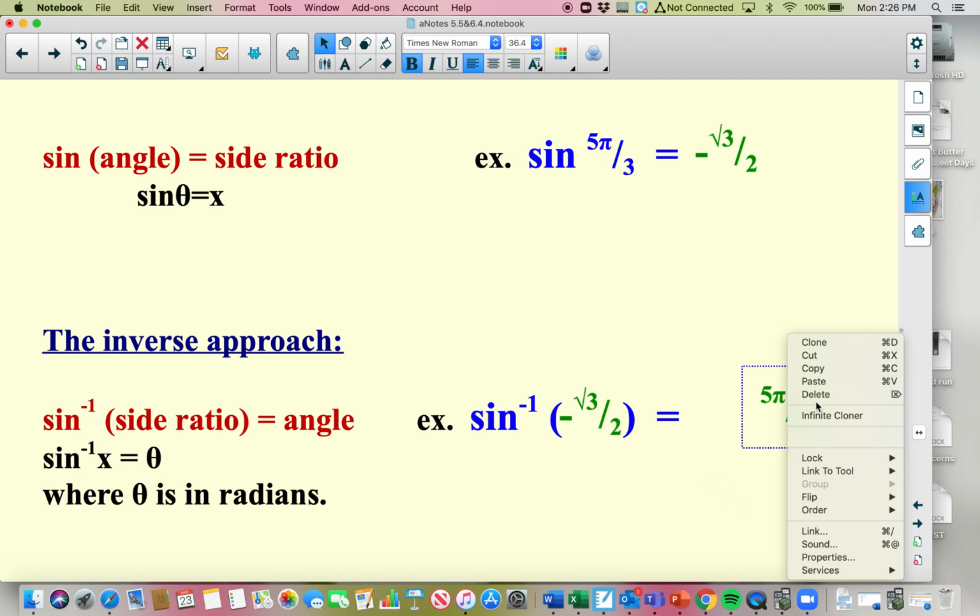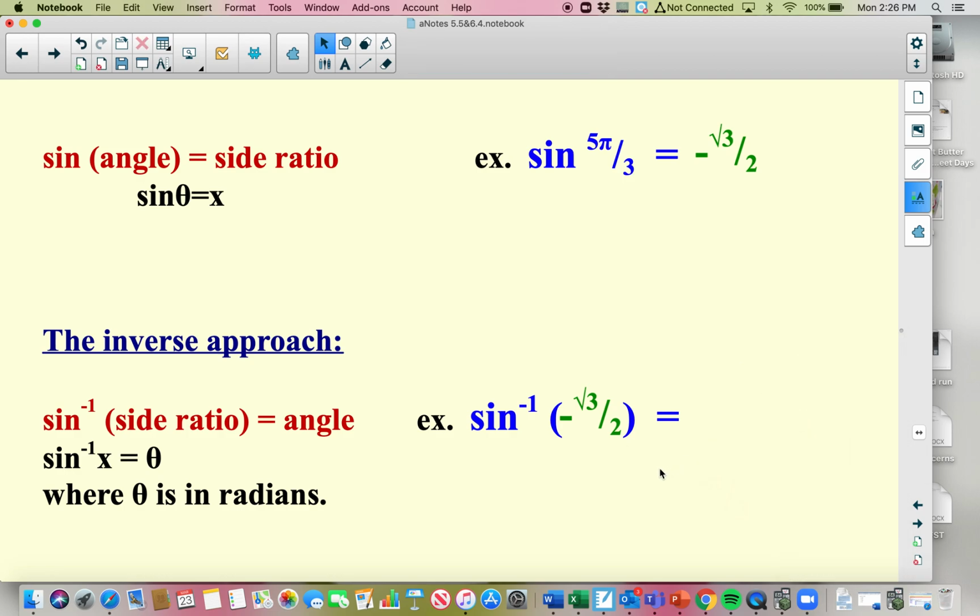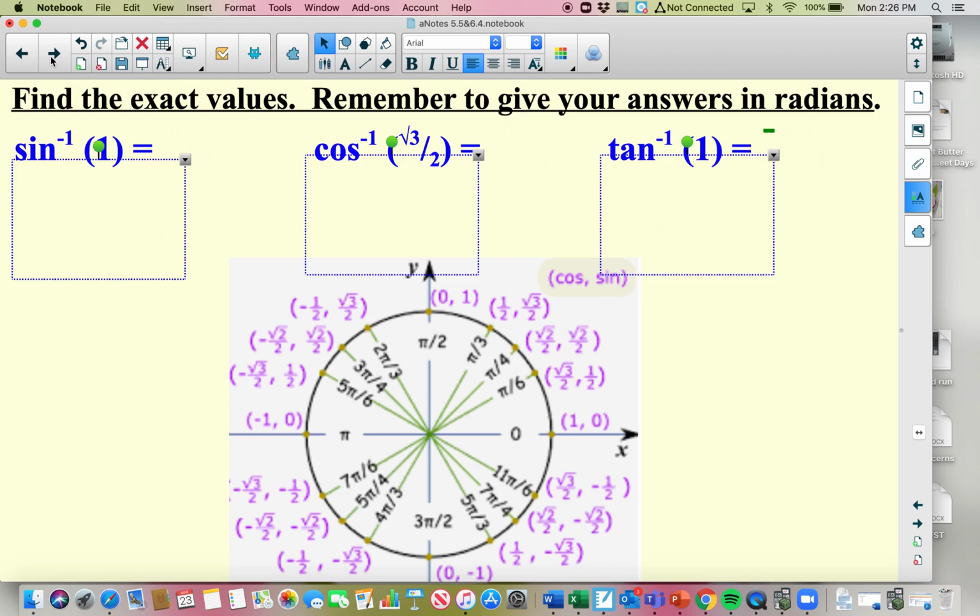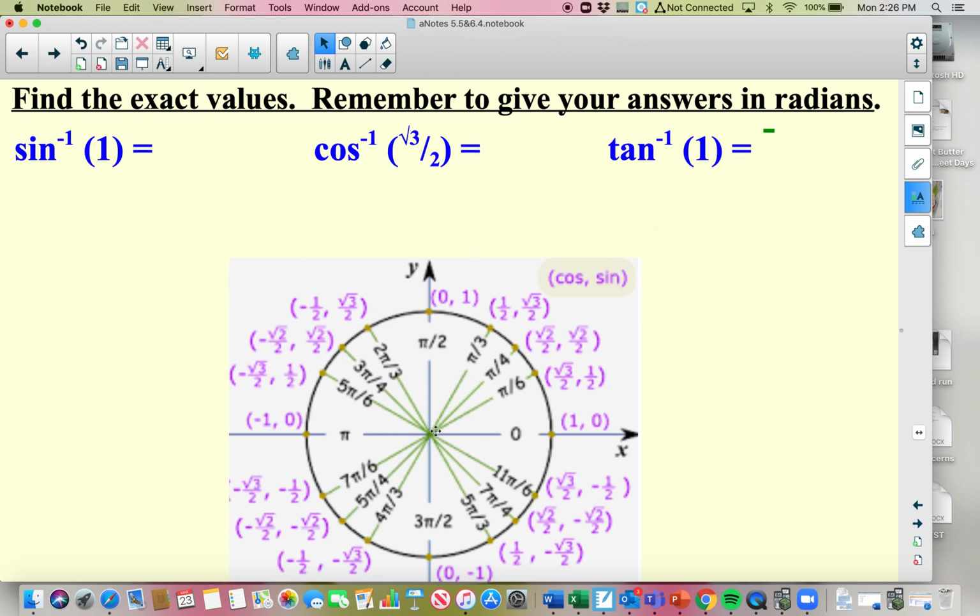Actually, let me just get rid of that, and I can type in the correct answer for you. Again, inverse sine is restricted to quadrants 1 and 4, but you can't go through quadrants 2 and 3 to get there. So rather than saying 5π/3, you would say -π/3. All right, so here we're going to go through several of these. I just have a unit circle here as reference, and the answers should be in radians for these.